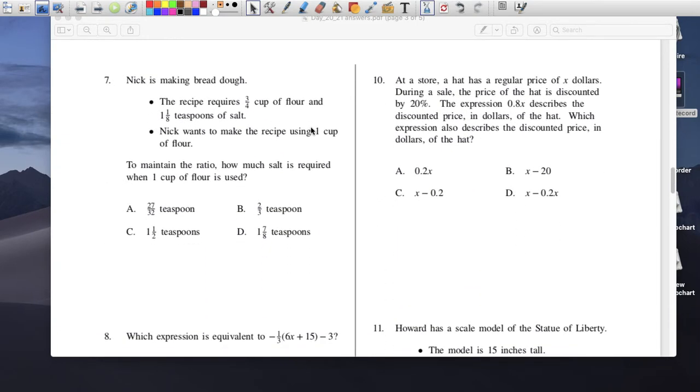7. Nick's making bread dough. The recipe requires, so let me write that, 3/4 cup of flour and 1 1/8 teaspoons of salt. Nick wants to make the recipe using 1 cup of flour. So if I use 1 cup of flour, how much salt do I need?